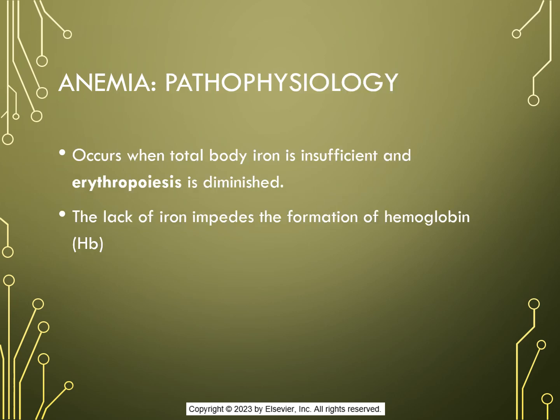Iron deficiency anemia occurs when total body iron is insufficient and erythropoiesis is diminished. In megaloblastic anemia, an autoimmune disease, the intrinsic factor is missing from the gastric juices, and vitamin B12 is not absorbed without it. To treat this condition, vitamin B12 will be given and any folic acid deficiency corrected. Hemolytic anemias associated with excessive destruction of red blood cells are quite rare.